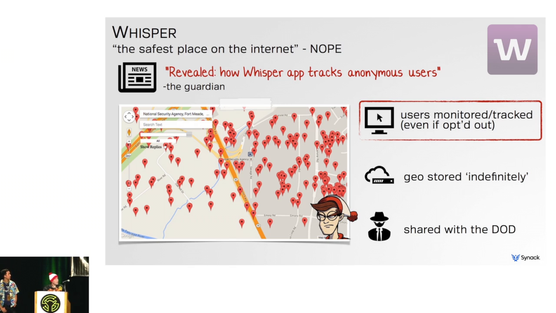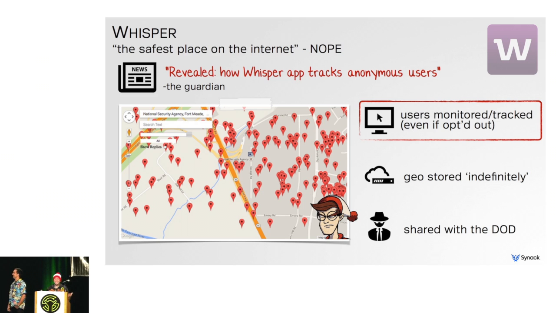Now, maybe in this scenario, if people are whispering about stuff in the NSA, the government might want to know about this. I'm not going to pass judgment there, but this indicates, again, that the app was not respecting the UI settings, and geolocation information was being leaked and then shared with other parties.